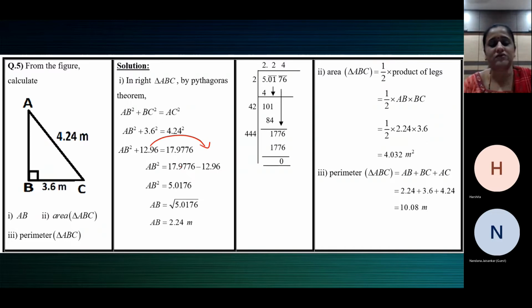So AB square, the difference of these two numbers, is 5.0176, and AB is equal to the square root of 5.0176. You can see the long division I've worked here. When you have to find the square root of a decimal number, always use the long division method. So AB is equal to 2.24.